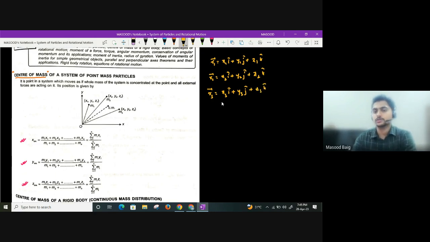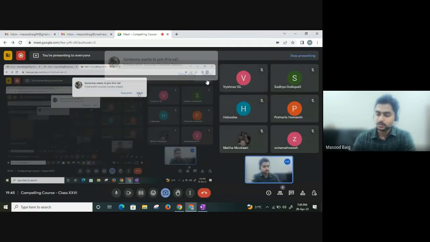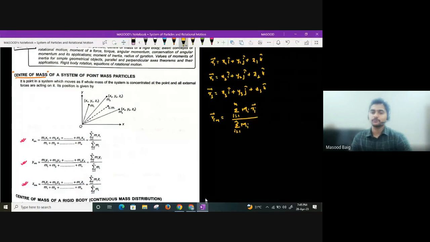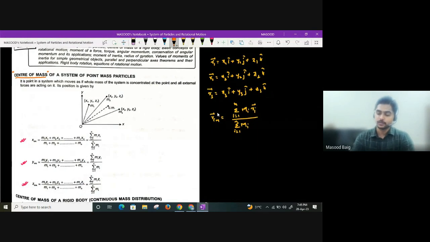Now, when you know the position vectors, you also know the masses. So, how can you find the position vector of center of mass? I'll simply write sigma i equal to 1 to n mi ri bar. Means m1 r1 bar plus m2 r2 bar plus m3 r3 bar plus so on divided by m1 plus m2 plus m3 plus so on, guys. This is how you can calculate the position vector of the center of mass, guys.